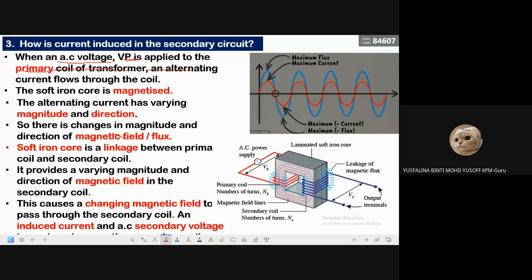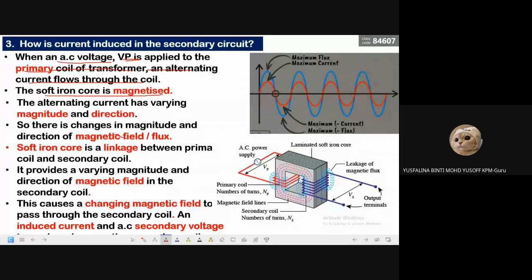Alternating current flows through the coil. Of course, when you have the AC here, it will flow in the primary coil. So the soft iron core is magnetized. When the current flows through the coil and the soft iron core, iron is a type of metal. It is like a solenoid, where you put a number of turns of wire.